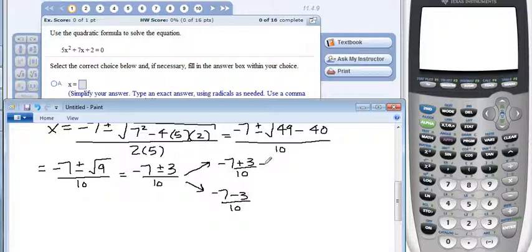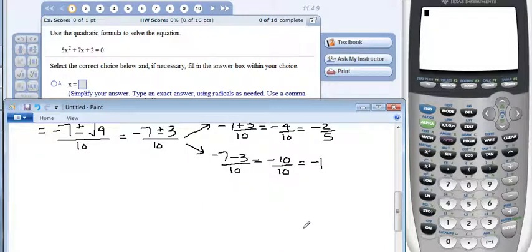Okay? So here we have a negative 7 plus 3 is negative 4. And this would be negative 2/5. And here we have negative 10 over 10, which is negative 1. So there's my two solutions, a negative 2/5 and a negative 1. That's where it's crossing. That's my zeros, that's my x-intercepts, that's my solutions to the equation. So shall we check it? I think we should. Let's check the negative 1 just because it's easier.